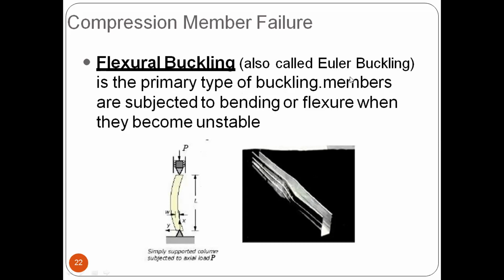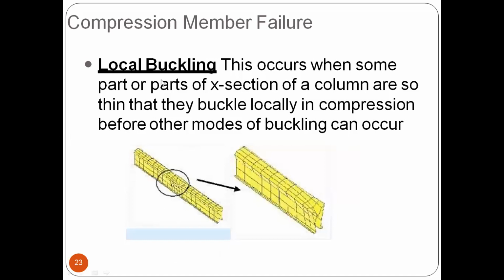So it is also called Euler buckling. I think you all know the Euler formula, which is pi square EI by L square. So that is how the bending buckling takes place, due to the instability of the member. And this is called local buckling.